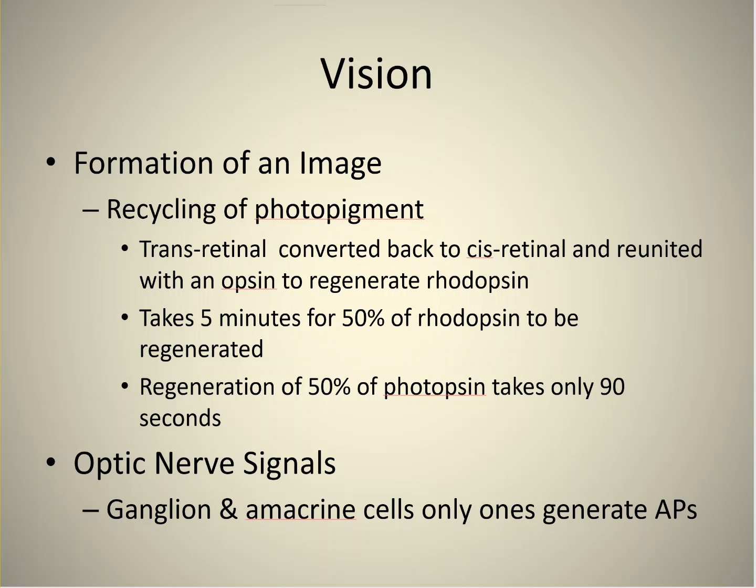Remember, ganglion and amacrine cells are the only ones that generate action potentials. Photoreceptors and bipolar cells do not. They only generate graded potentials.